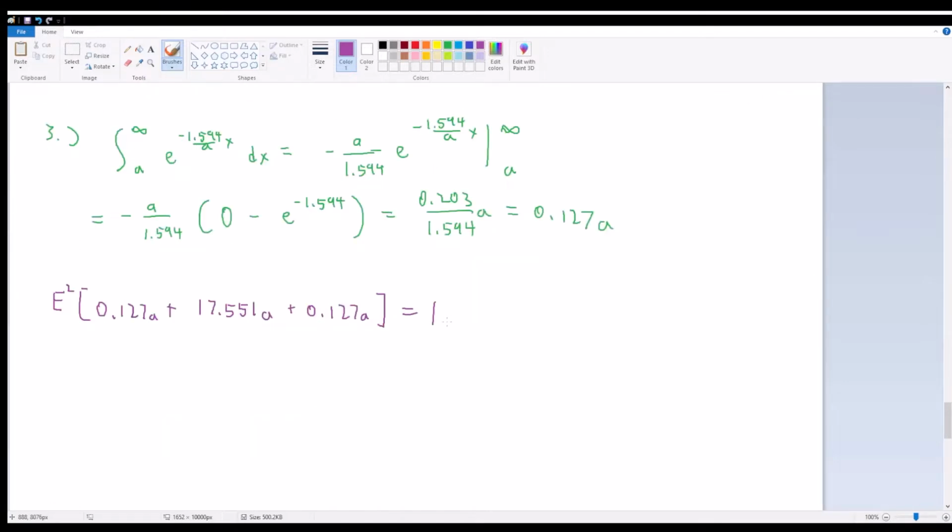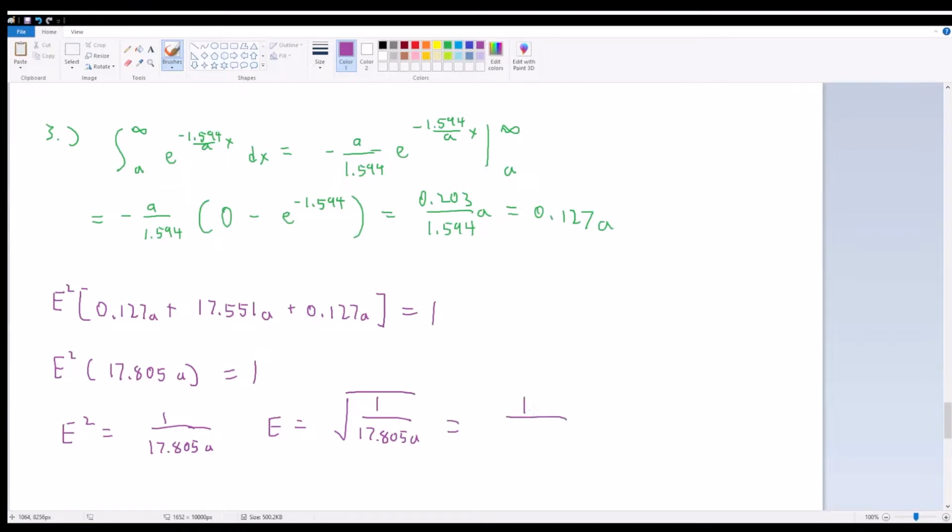So if we add them all together, then 0.127 plus 17.551 plus 0.127 is going to equal, so this is e squared times 17.805a is equal to 1. E squared is then equal to 1 over 17.805a. E is therefore equal to the square root of 1 over 17.805a, or just 1 over the square root of 17.805, which is going to give us 4.21 or 4.22 times the square root of a.